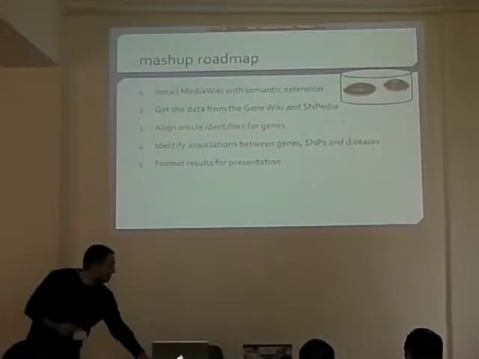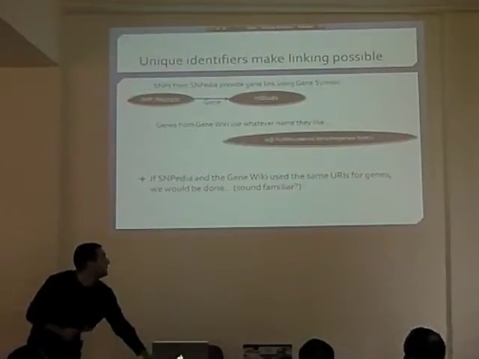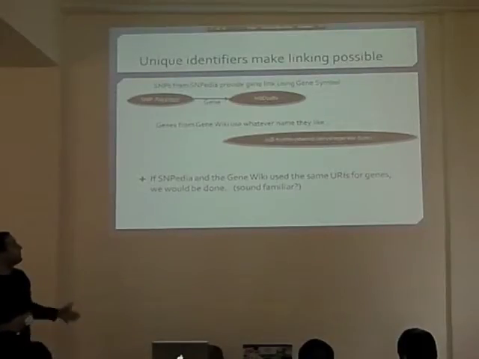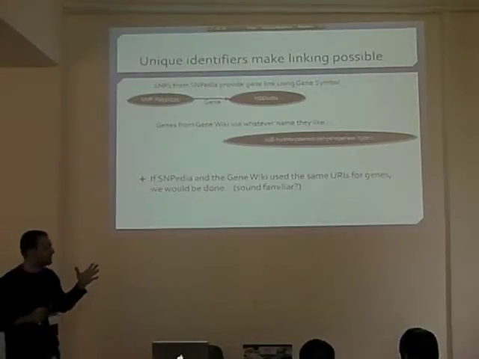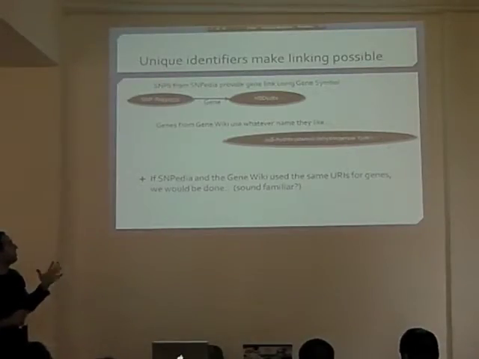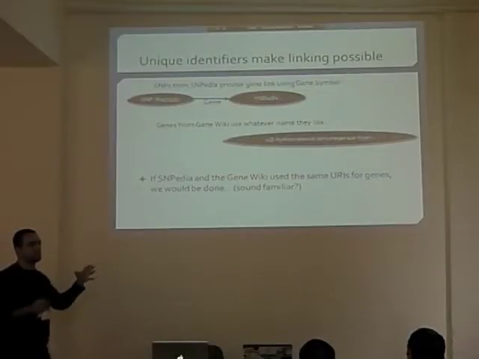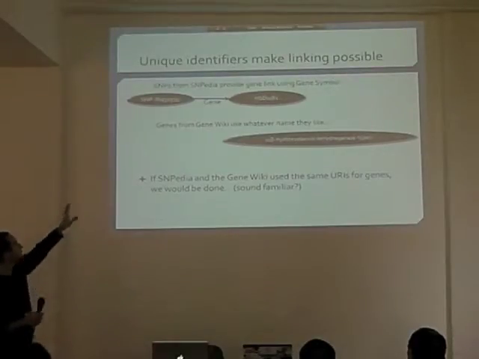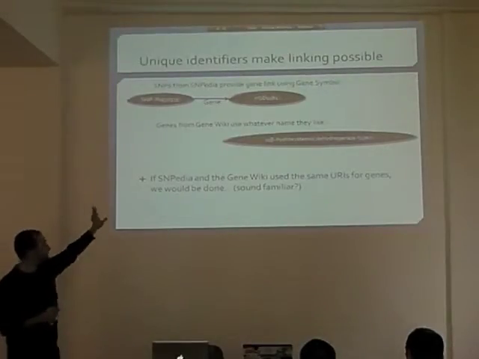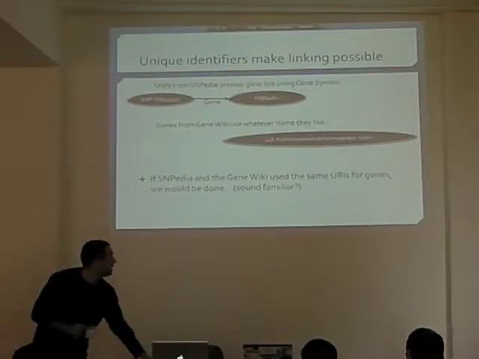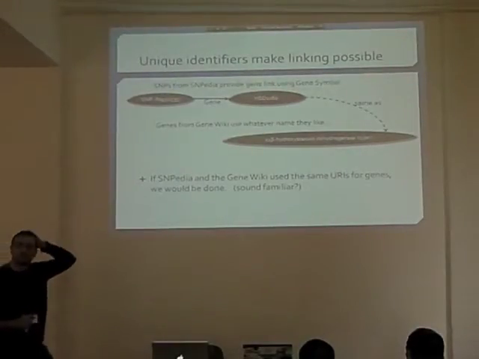Then we got those entities on our SMW. Then we had to basically find unique identifiers to make the linking possible. So the problem was on GeneWiki, because GeneWiki is a section of Wikipedia, a Wikipedia about human genes, whereas on SNPedia we had unique identifiers already. In GeneWiki, you can have whatever names for genes.